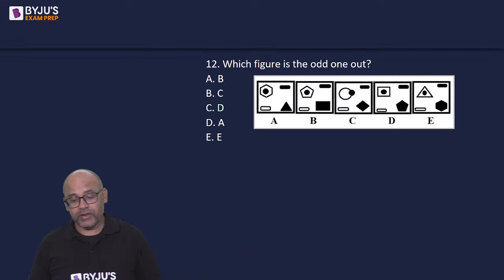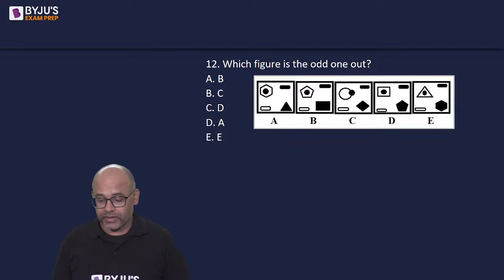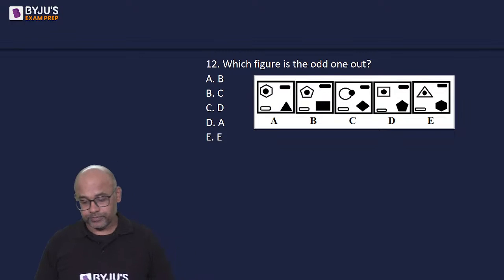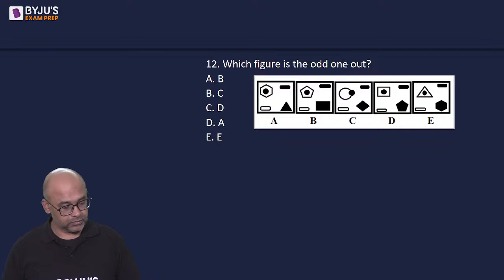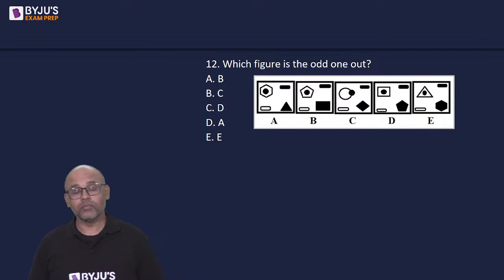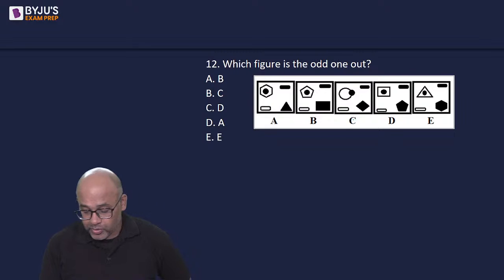Next question. Again, very simple, straightforward. Which one is the odd one out? Let's go ahead and take a look at it. Very simple, guys. It's a very simple logic. Nothing much to break your head about. Yes, very good. The correct answer happens to be C.